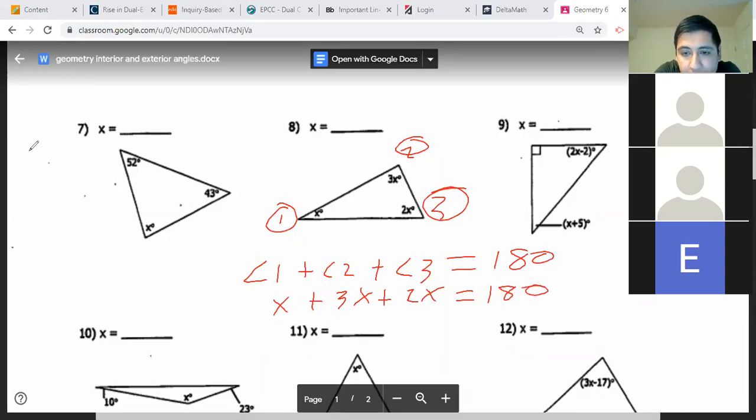Wait, why is angle 2? Okay, never mind. I just labeled them and realized that it was kind of out of order. But it really doesn't matter, right? In the end, we're doing the exact same thing. So how would we solve this then? If we have x plus 3x plus 2x.